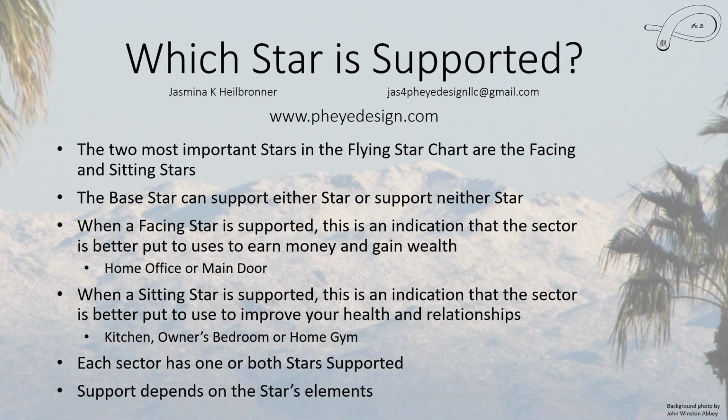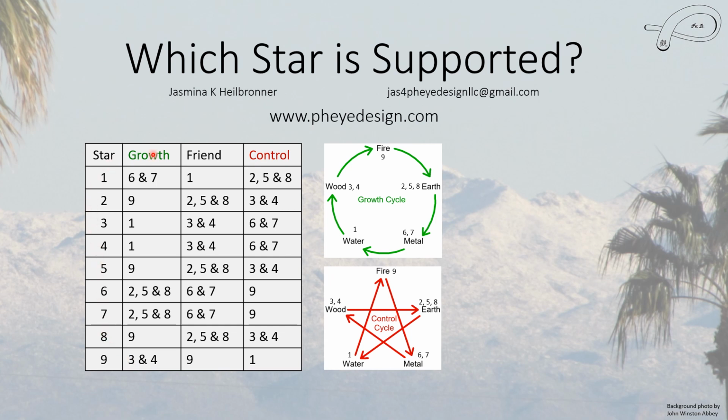The support, what is supporting what, depends on the stars' elements. So what we have here is the three pieces of information you need. The idea is if you have a room in your house, and let's say you want to use it for a home office, so we look at the facing star. If the facing star is 1, you want to see if the sitting star is one of these. These numbers come from the growth cycle and the controlling cycle. And of course, the friend is the same element. You can see them gathered together: the 4 and the 3, the 2, 5, and 8, and the 7 and 6. Those are friends in themselves.